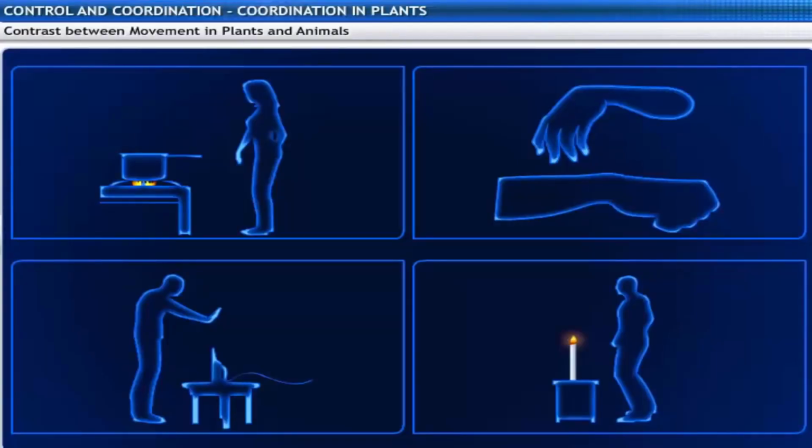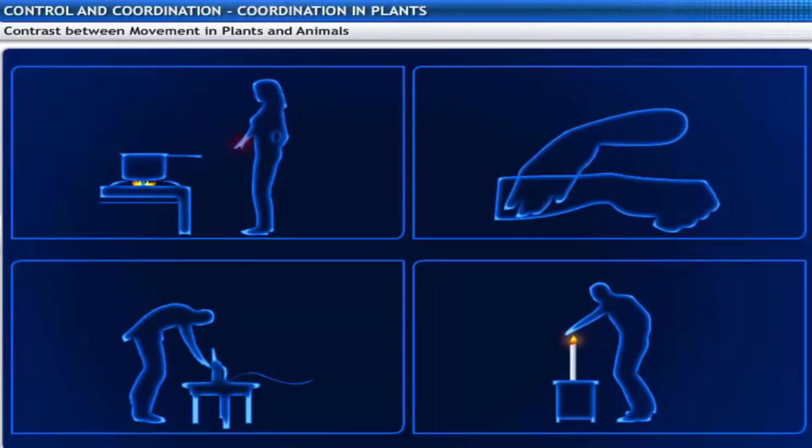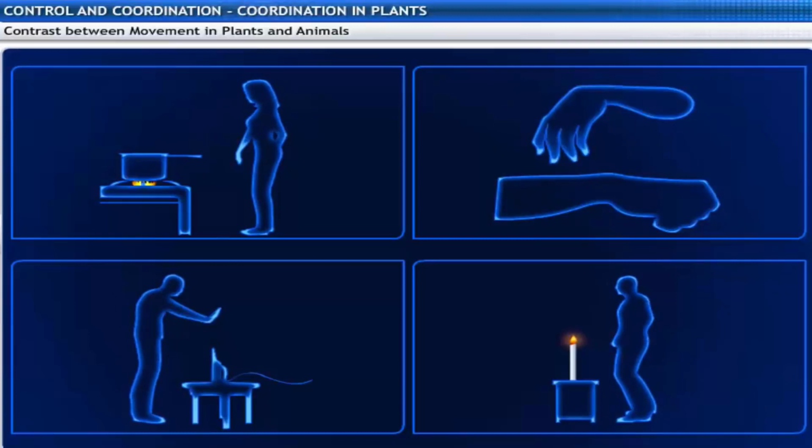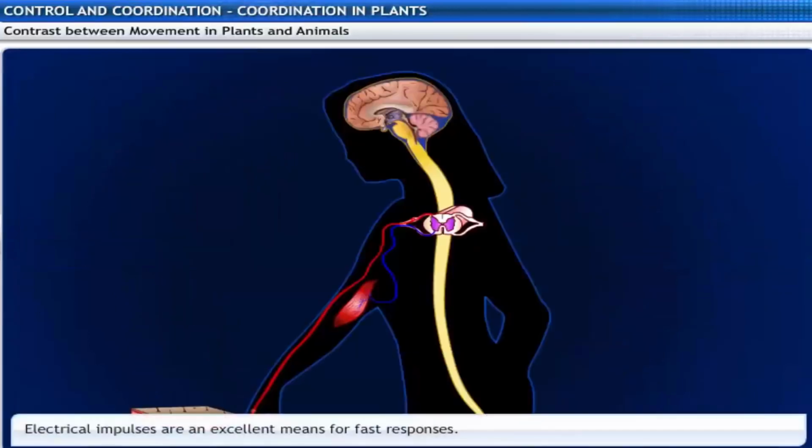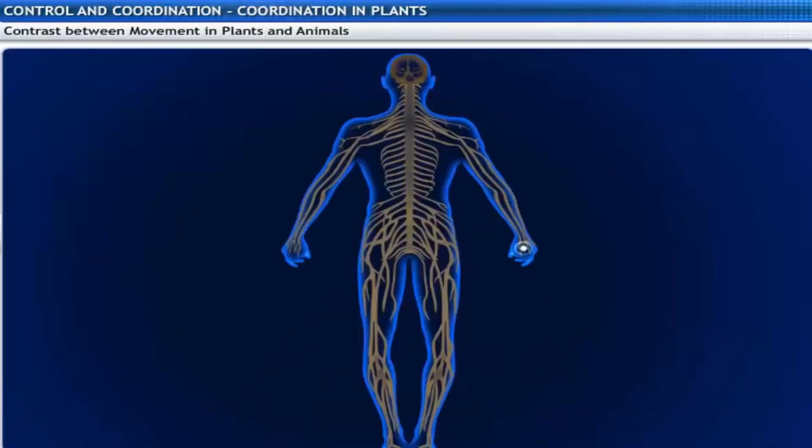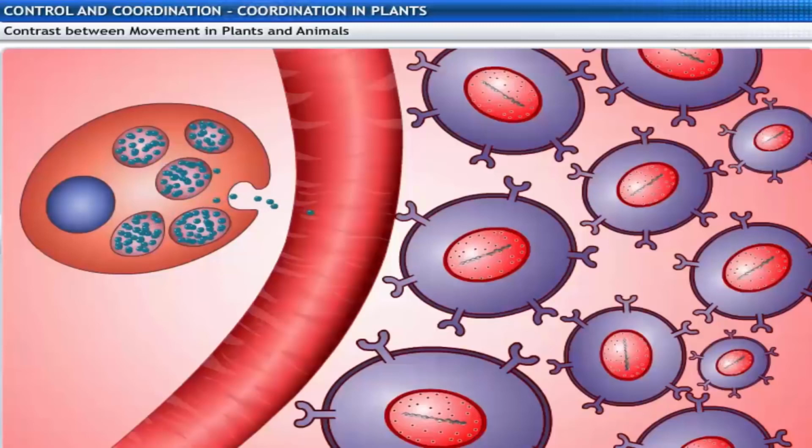Controlled movements can be slow or fast. For fast responses, the information transfer has to be quick. Electrical impulses are an excellent means for that. But electrical impulses reach only those cells that are connected by nervous tissue, and not every cell in an animal body. Cells also cannot continually create and transmit electrical impulses. Instead, chemical communication is used.